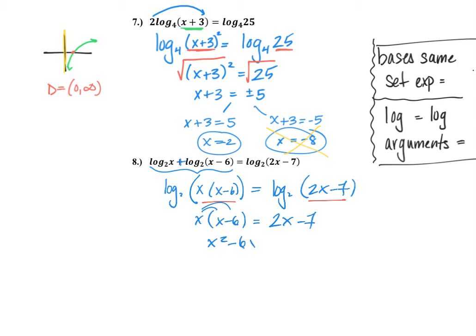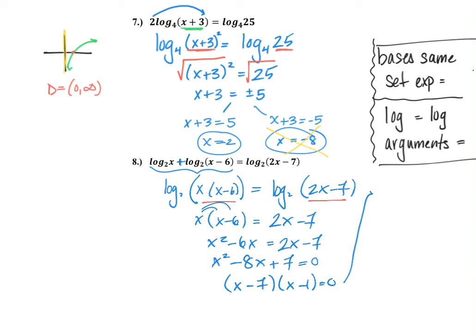x squared minus 6x equals 2x minus 7. Bringing that 2x over is going to leave me with a negative 8x, and I'm going to add that 7 over as well. You guys are great factors. That's going to give me x minus 7 and x minus 1. So I'm going to have two solutions again. Super exciting. I have positive 7 and positive 1. Not sure they're both going to work. Let's do a quick check.